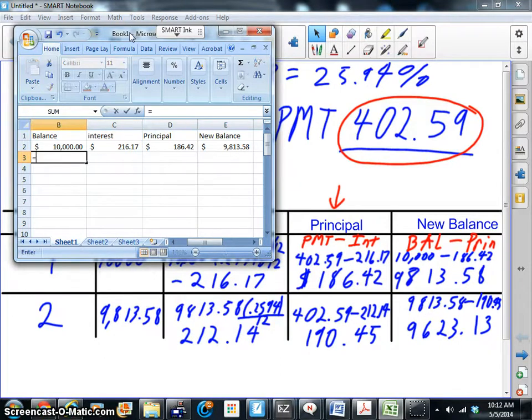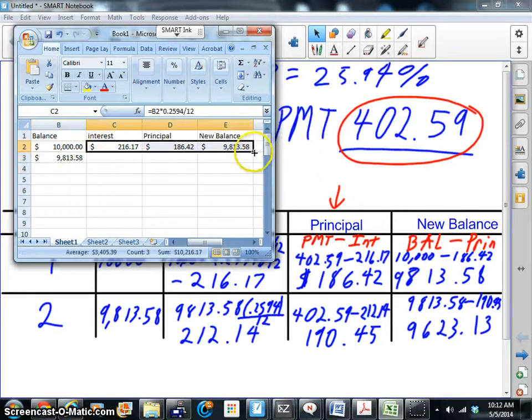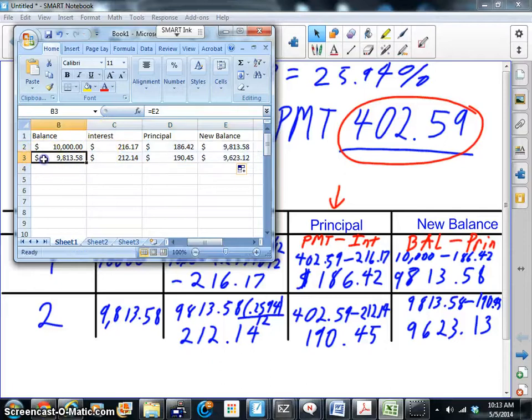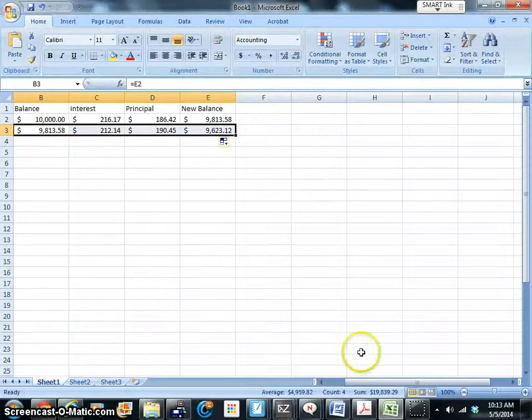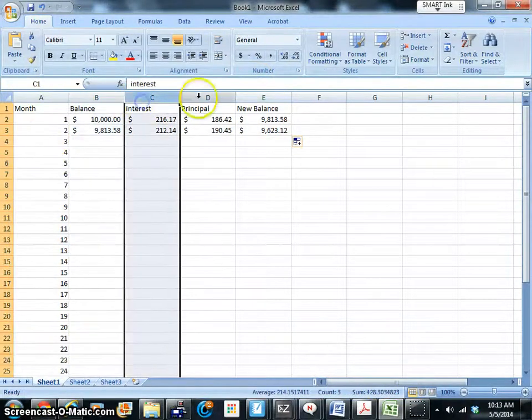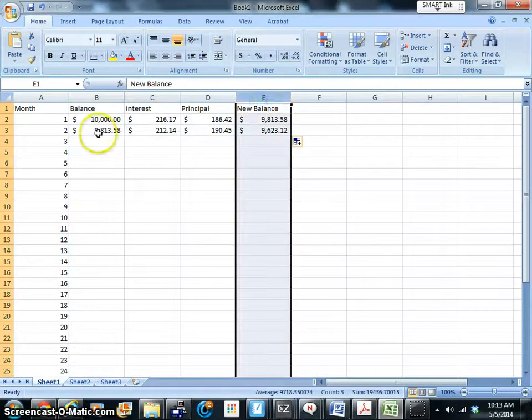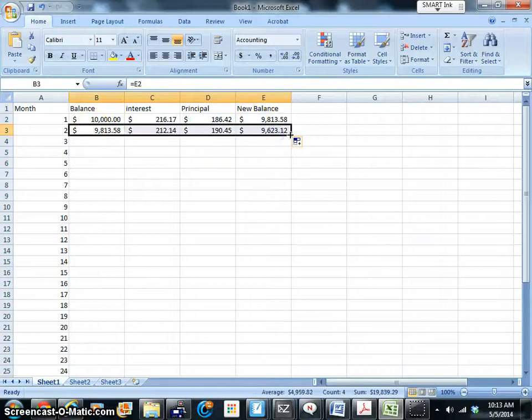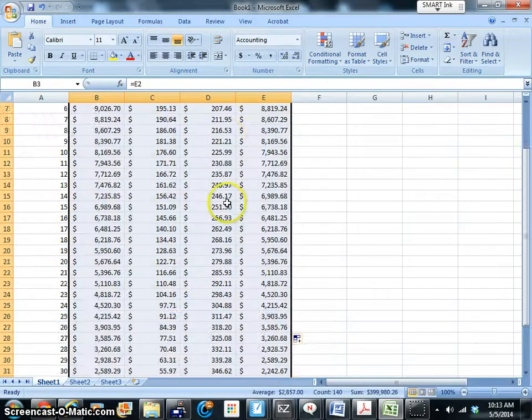And I just need to do this equal to this. And since that's everything right here, I'm going to bring this down for this one. It's important that you do that first before you do this little trick. Because as you can see, I have everything right here. I have the months, balance, interest, principal, new balance. So I'm going to grab all this, double click, and there we go.